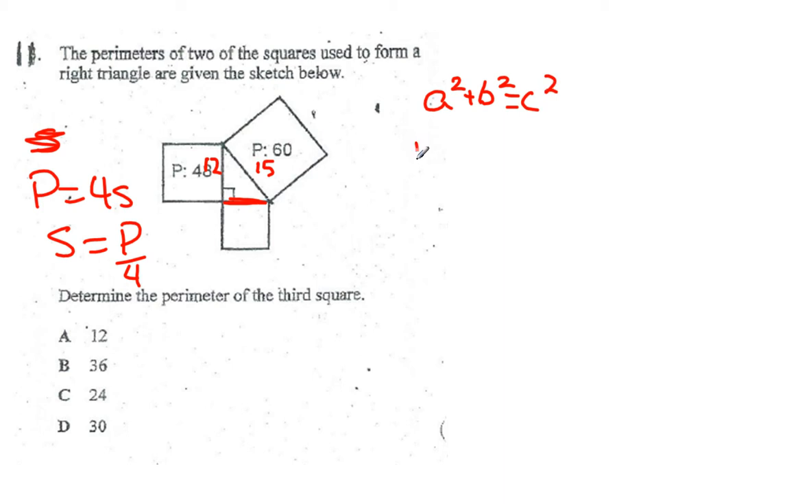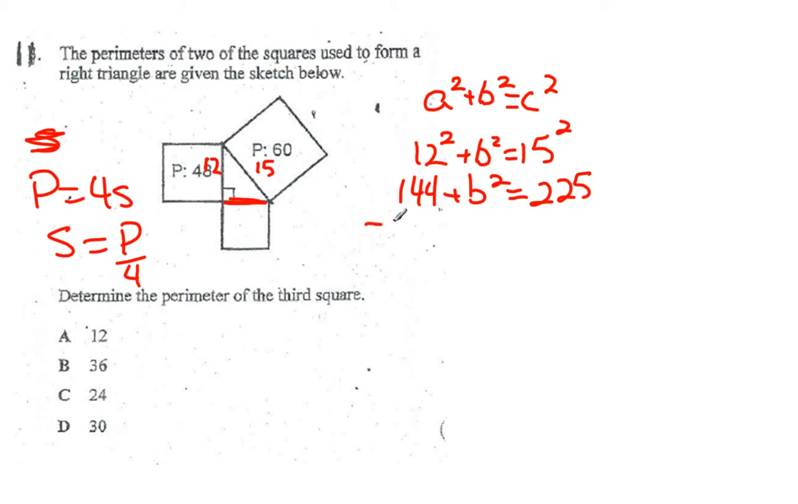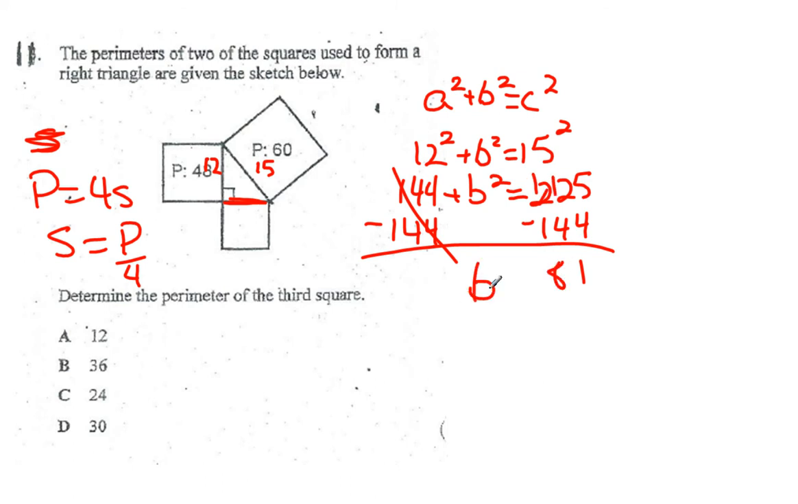So 12 can be A. B we don't know. And C is 15. 15 squared. So this gives us 144 plus some number equals 225. Since we're looking for one of the legs, we're actually going to subtract here. So this goes away. Minus 144 here. This is 1. Bring the 1 over. This is 81. So b squared equals 81.